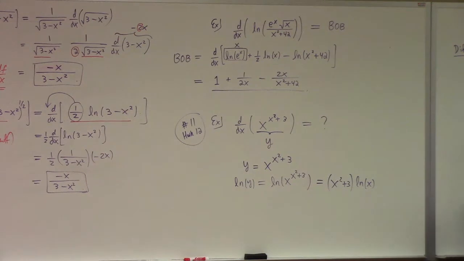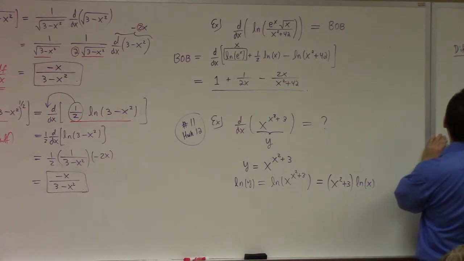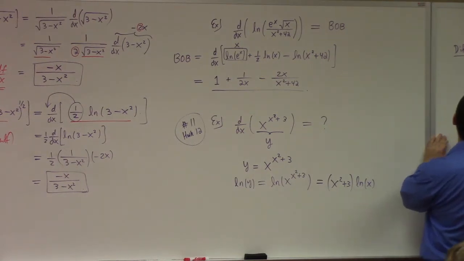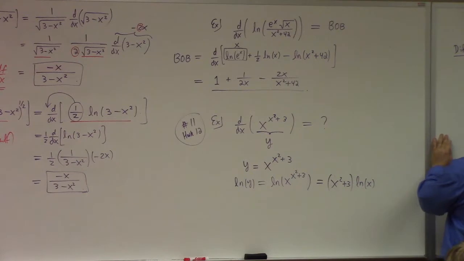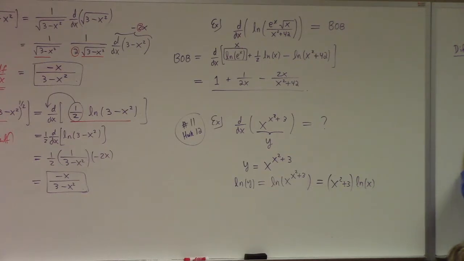Differentiate implicitly with respect to x, what do we get? 1 over y times dy dx. And that's the product over there, right? So that would give us 2x ln of x plus x squared plus 3 times 1 over x. And then all you have to do is solve for dy dx, and you've got it.